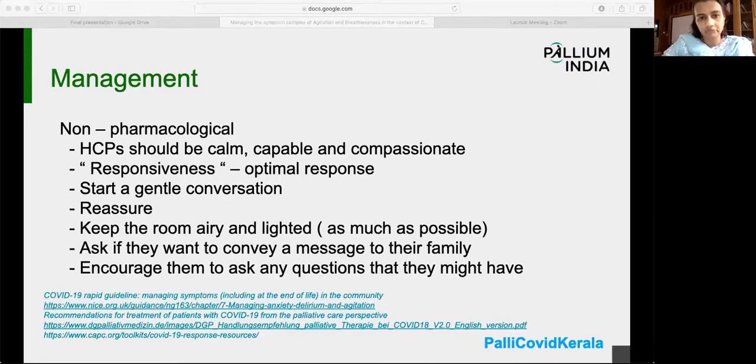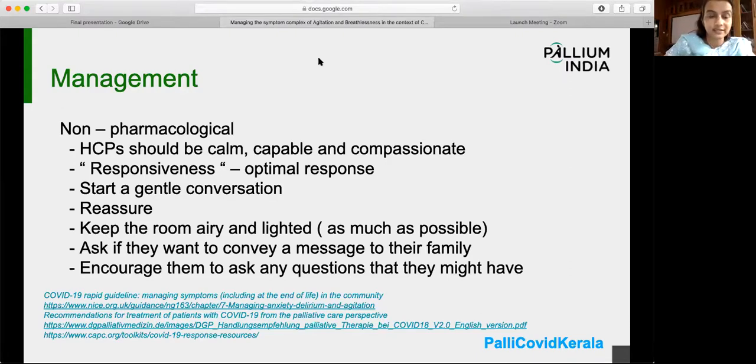Management, again, non-pharmacological management. The healthcare professionals should be calm, especially when dealing with a delirium scenario. They should be compassionate, calm and capable to manage. Always give an optimal response to the patient. You should be responsive to the needs of the patient. Try and have a gentle conversation. The patient would be anxious, and you probably would be anxious too because you will be dealing with lots of COVID patients and you know what's happening. But try and be calm, have a gentle conversation, and try and reassure the patient.